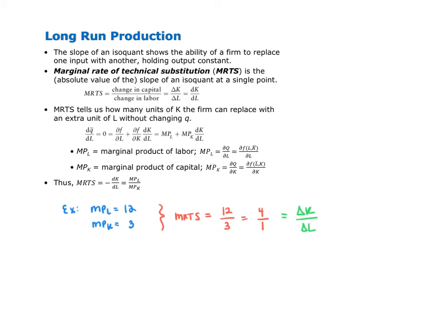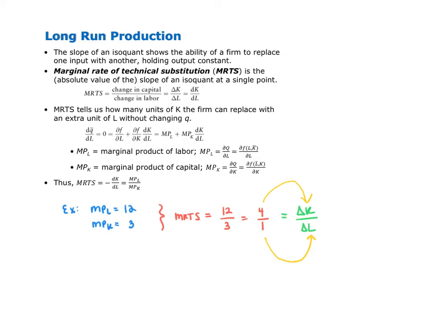For example, suppose that at some point on an isoquant, the MPL is 12 while the MPK is 3. This makes the MRTS, since it's MPL over MPK, equal to 12 over 3 or 4 over 1. What does this mean? Well, even though I set up the MRTS as MPL over MPK, I interpret it as the change in capital for a change in labor. So 4 means that if the firm adds one more unit of labor, it has to give up 4 units of capital to keep output the same.